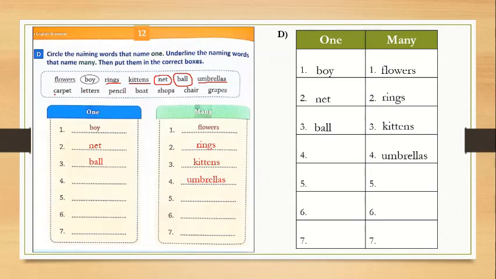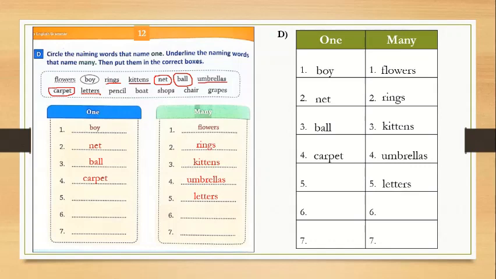Okay, now let's move on to the next word. Carpet. Is there S at the end? No. So carpet is a noun, a naming word for 1. So we will circle the word carpet and write it below 1. Next is letters. Letters is a naming word for many. It's a plural noun. So let's underline letters and write it below many.